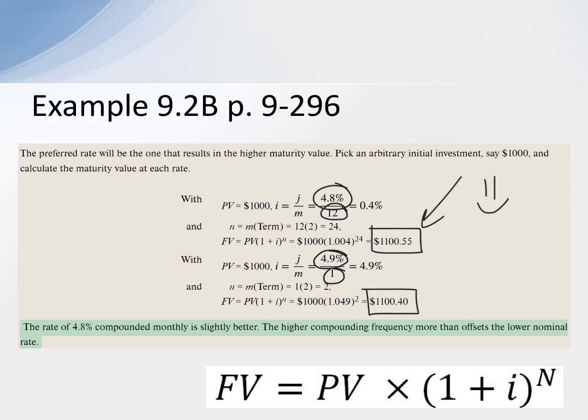We could see that the higher compounding frequency of 12 or monthly outweighs that slightly higher interest rate in the second example.